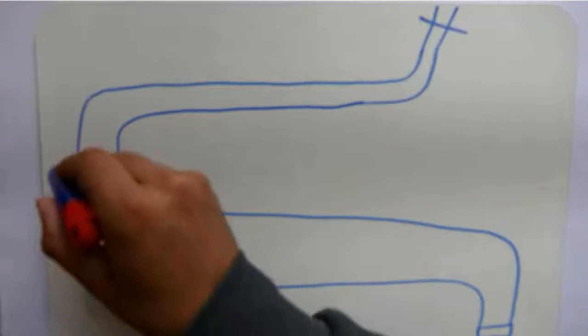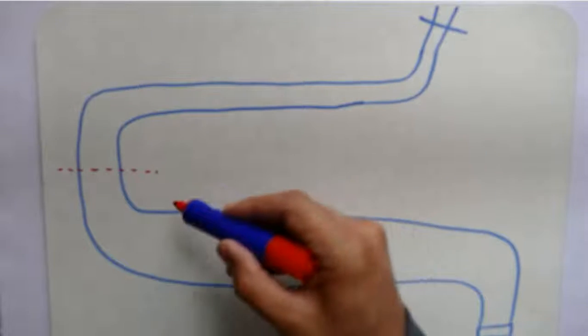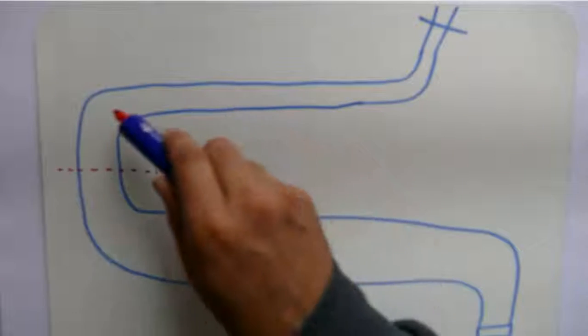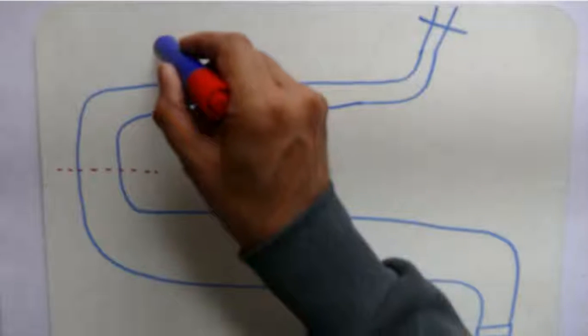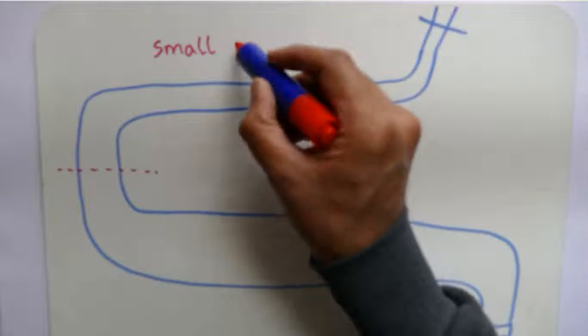So let's split this up. Small intestine, top half. Large intestine, bottom half. Right, okay, the small intestine here. Let's write that down. This is the small intestine.